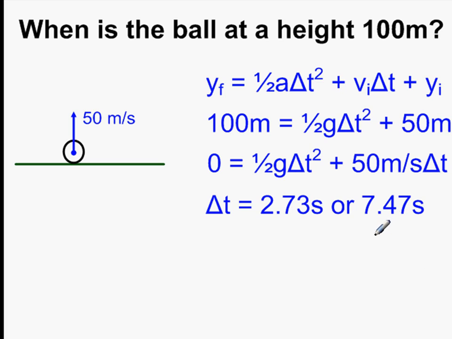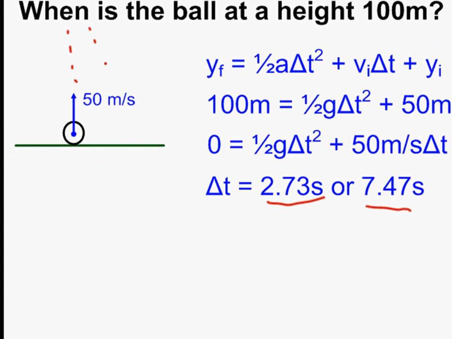And this is a question that students often have: well, which is correct? Well, it turns out they both are correct. The reason they're both correct is because we're answering the question, when is the ball at 100 meters? Well, this ball is being thrown up, and it's going to keep on going past 100 meters, and it's going to turn around, and then it's going to come back down and be at 100 meters again. So what we're basically looking at is the 2.73 is when it's at the 100 meters the first time, and then the 7.47 seconds is when it's at the 100 meters the second time.